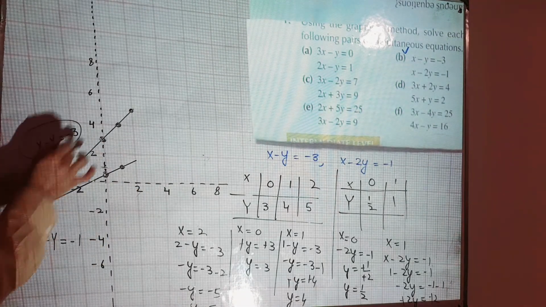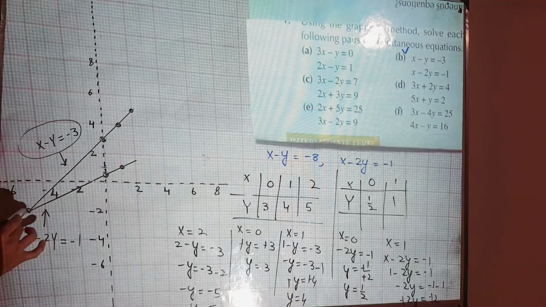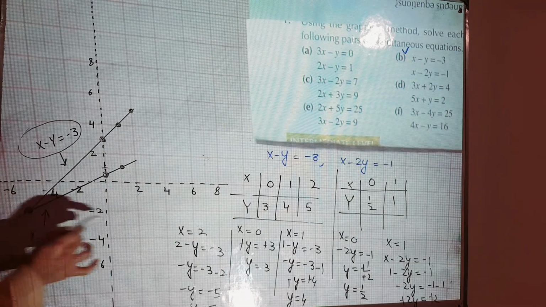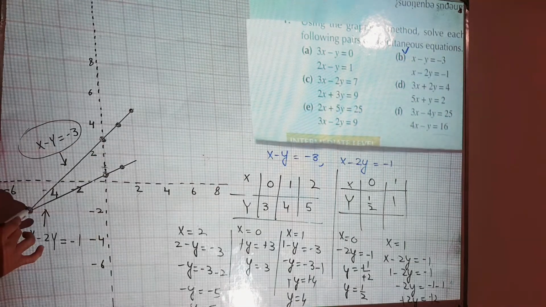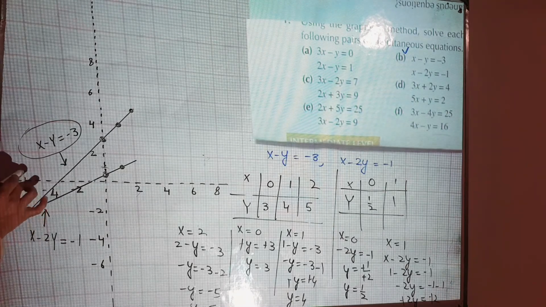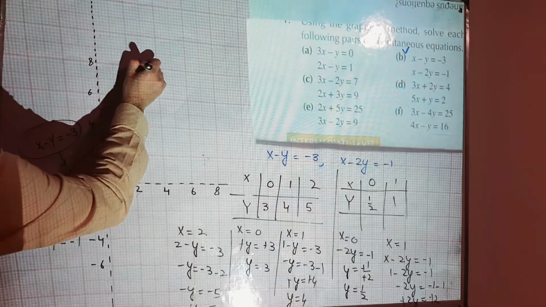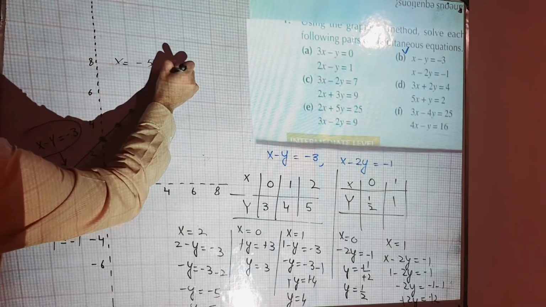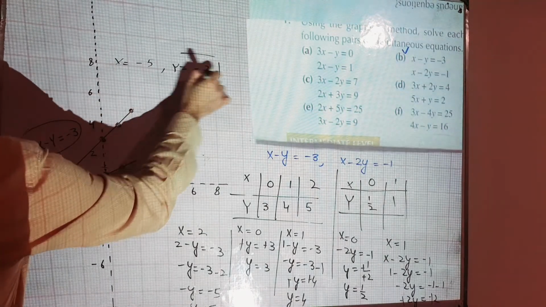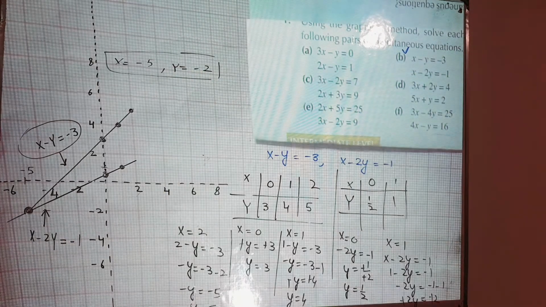Now the point of intersection of both these lines is the solution for the simultaneous equations, where the value of x is minus 5 and the value of y is minus 2. So your answer is minus 5 for x, and y is minus 2. So this is the solution for this part.